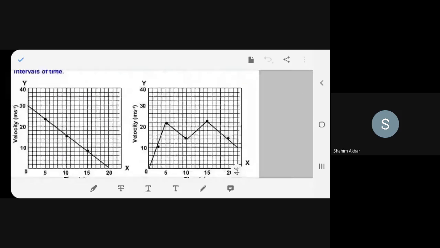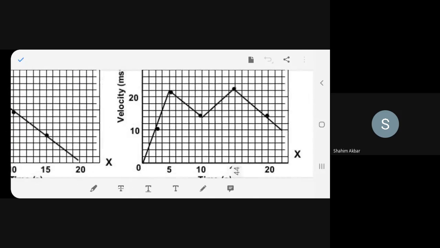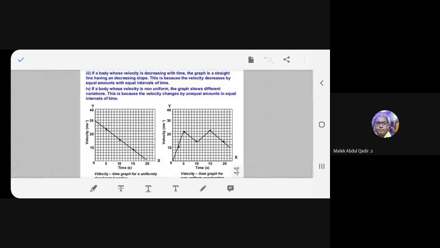And in the second one, this is non-uniform. You can see the variations. See, it goes up, then comes down, again goes up, again comes down. So this is called non-uniform motion. Any problem? So the graph tells you whether it is uniform or non-uniform. Okay. This is all there is. There's nothing more I want to show you.